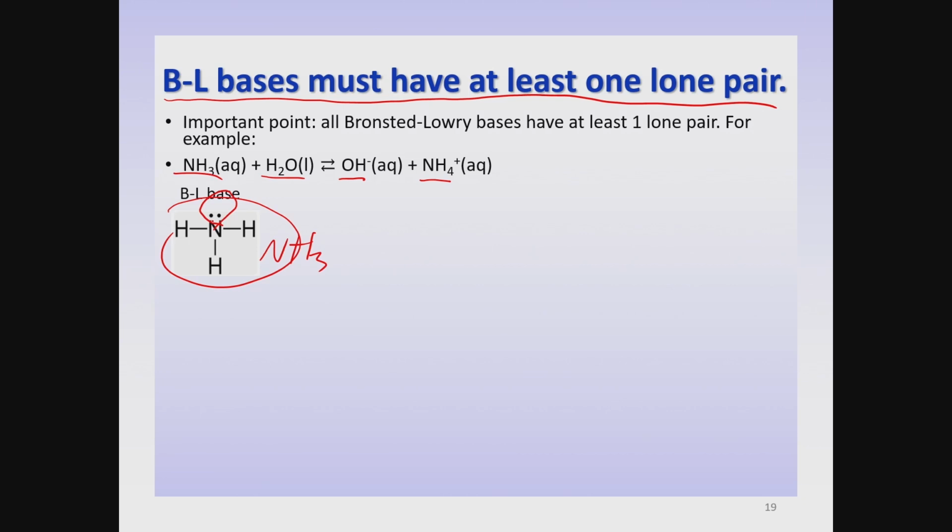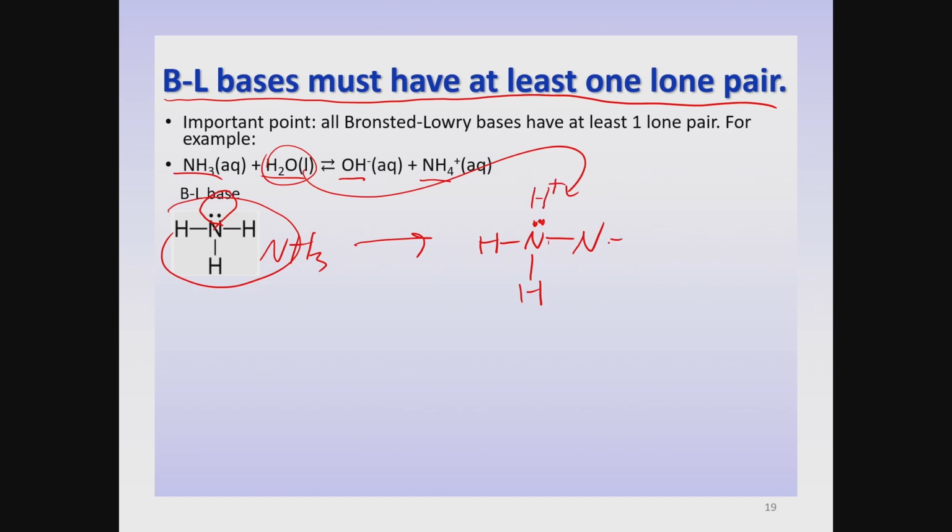Again, for it to accept a proton or a hydrogen ion, it must have a lone pair. And I think you can sort of see the reason why. Let's imagine what would happen when you take this molecule here with the lone pair, and we imagine a hydrogen ion breaking off water here, and the hydrogen ion is going to bind like that.